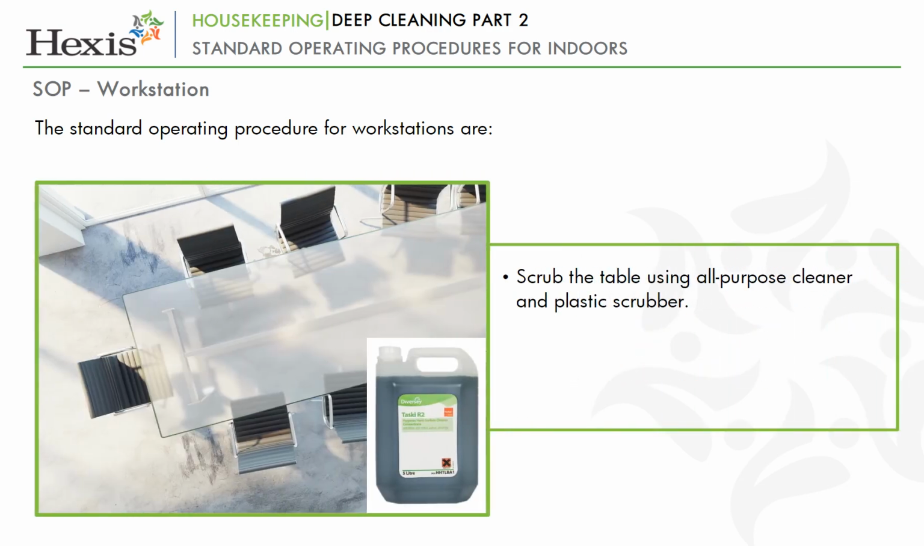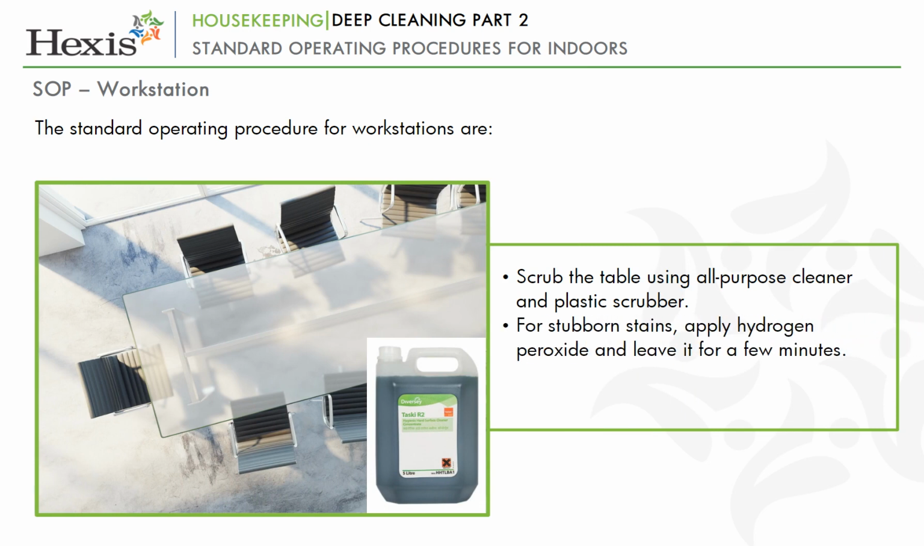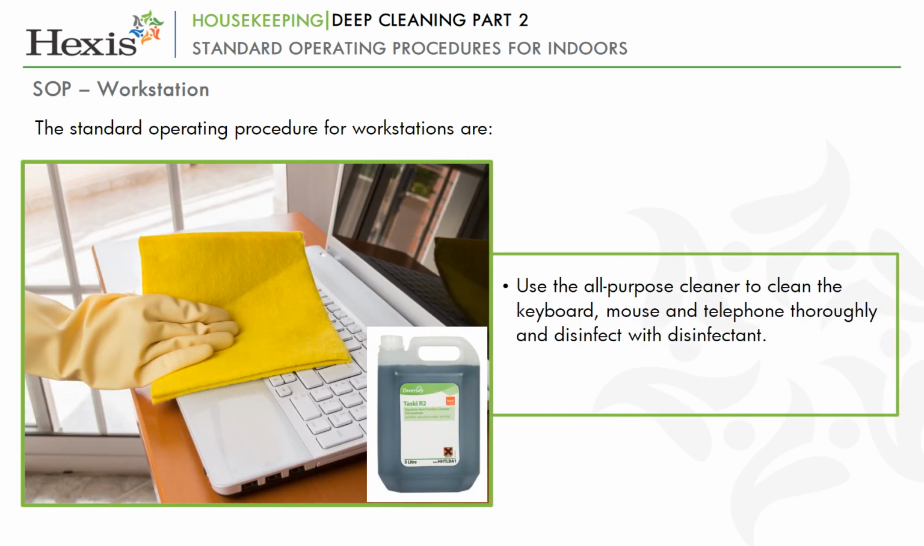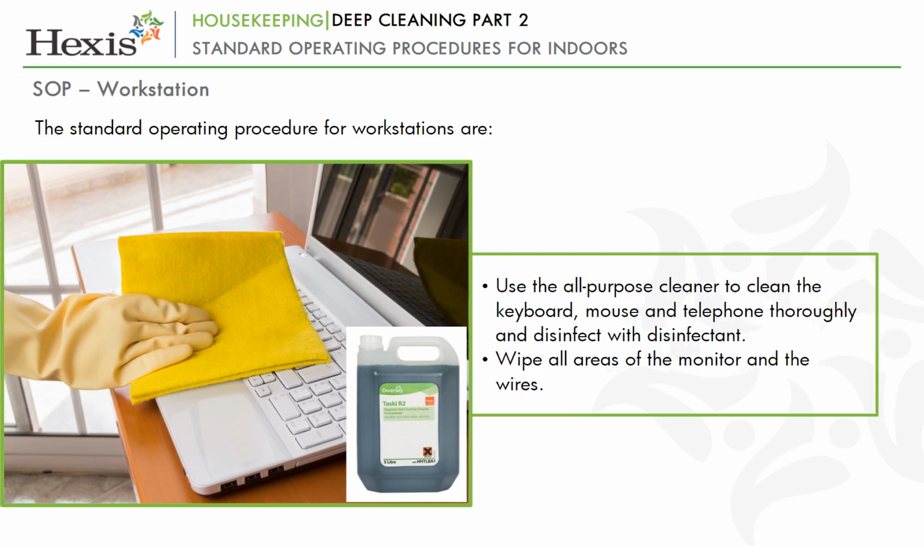Scrub the table using all-purpose cleaner and plastic scrubber. For stubborn stains, apply hydrogen peroxide and leave it for a few minutes. Wipe the area with a dry cloth. Repeat till the stain disappears. Use the all-purpose cleaner to clean the keyboard, mouse and telephone thoroughly and disinfect with disinfectant. Wipe all areas of the monitor and the wires.